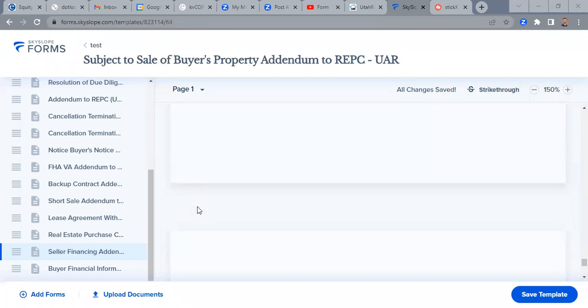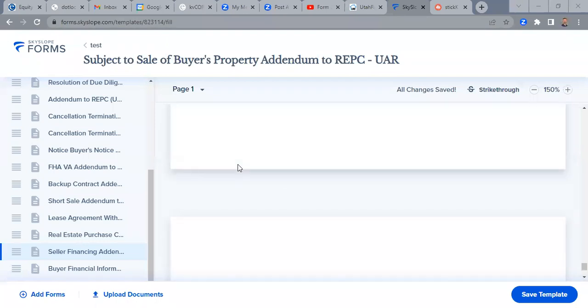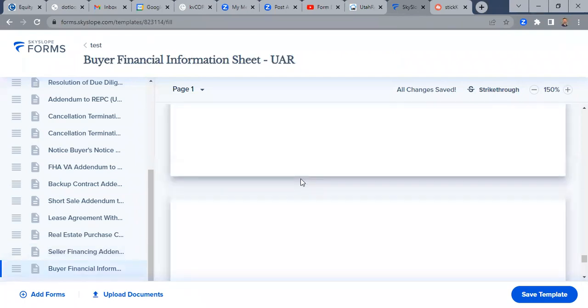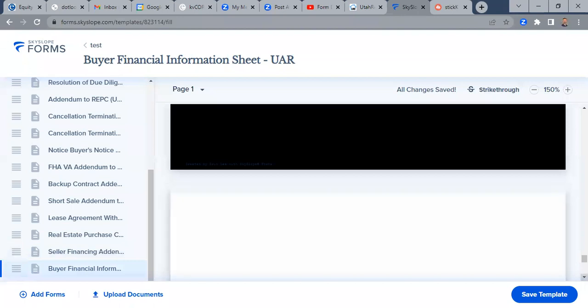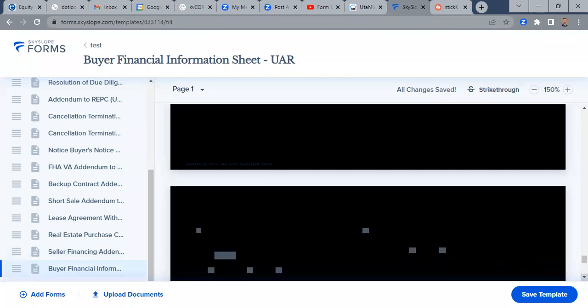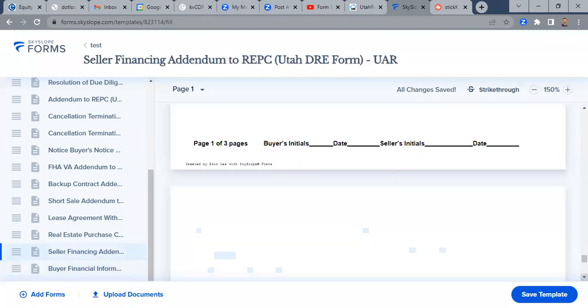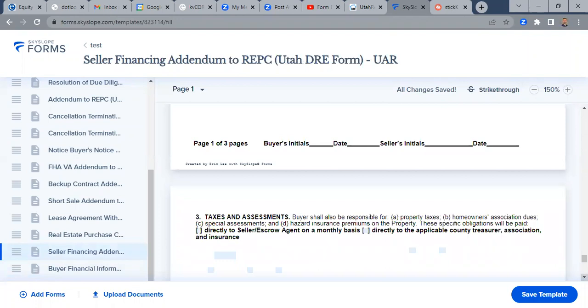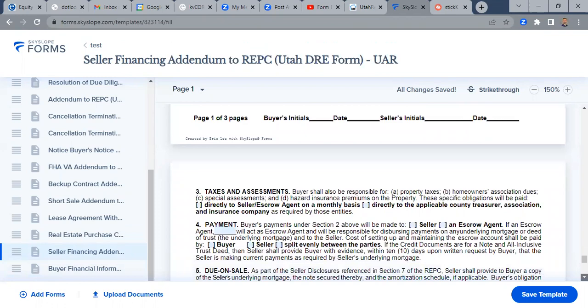Okay. Sorry. Slow screen, whether it's SkySlope or my computer, I don't know. What is this doing? Okay.